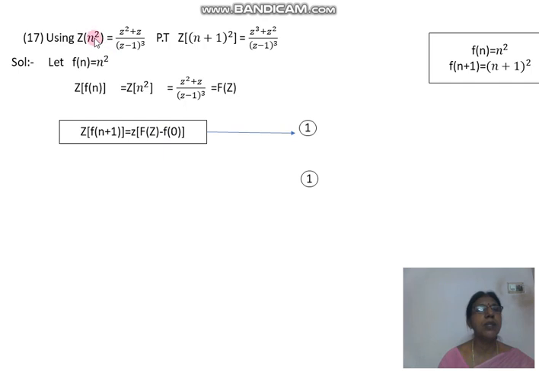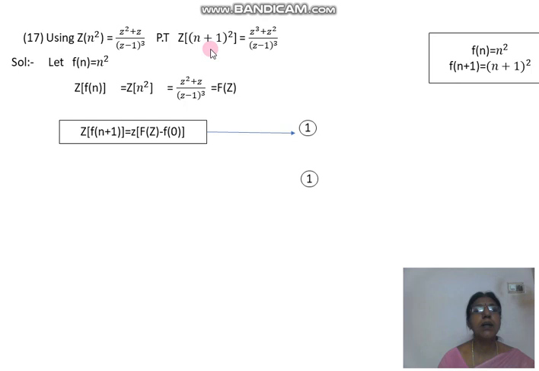So let the function f(n) be n². Function f(n) is n². Now Z{f(n)} means Z{n²}. Already we have given that. What is Z{n²}? (z² + z)/(z − 1)³. You observe Z{f(n)} in symbols can be written as F(z). This is the F(z) function.